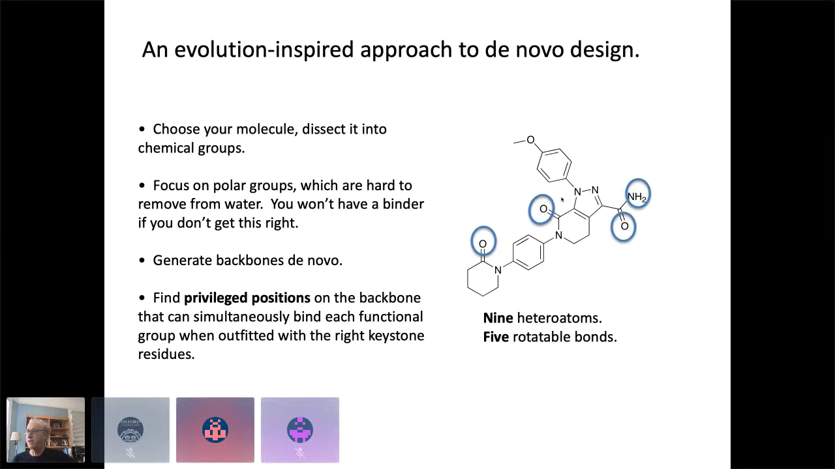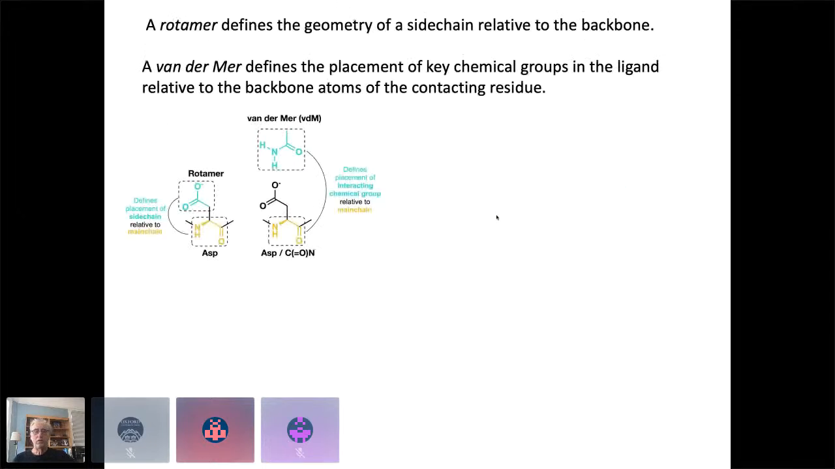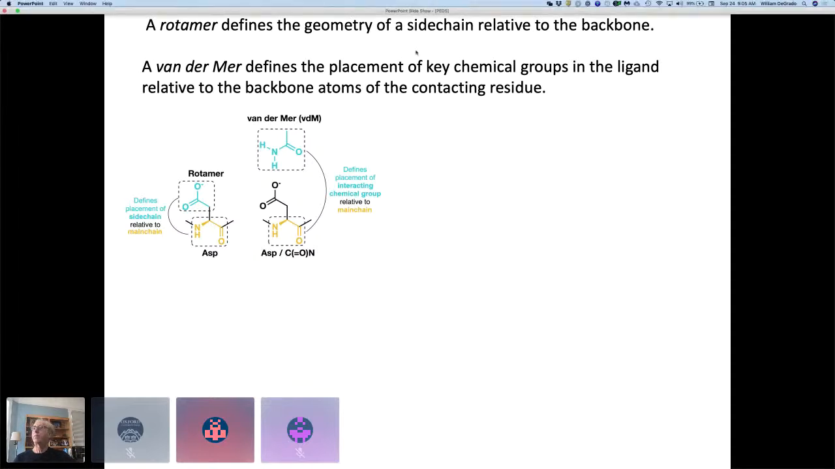We're going to have to get these just right. So we start with the hardest. And then we find privileged positions on a de novo backbone that can engage them. Now, to do this, we needed to invent a new element of structure, which we call the Vandermeer.